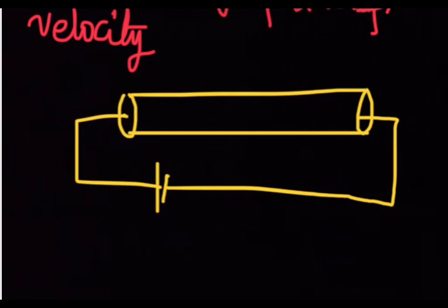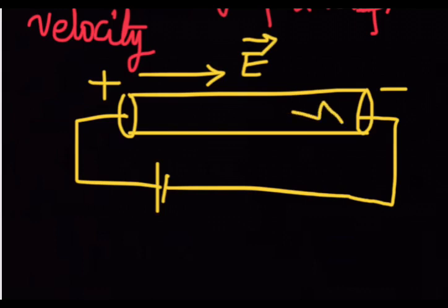Now, electric field is always from the positive direction to the negative direction. This is the direction of the electric field. Under the electric field, the electrons move from left to right. Let the drift velocity of the electron be Vd.